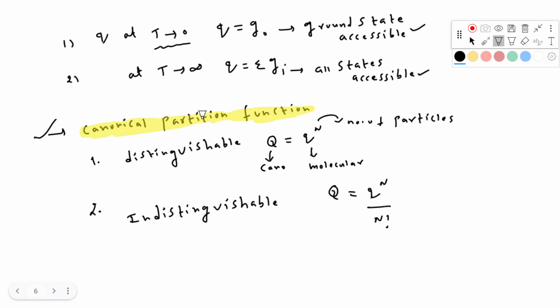Next, the canonical partition function for indistinguishable particles: Q equals q to the power n by n factorial. One question already came on this formula in a previous year.